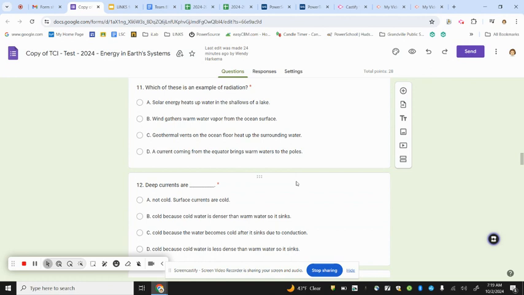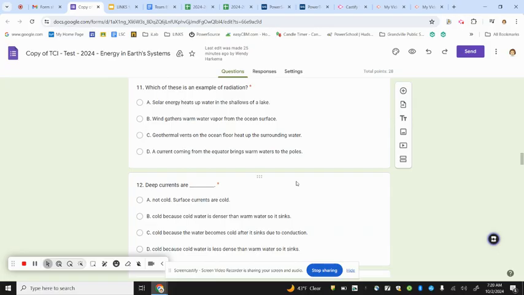Number 11, which of these is an example of radiation? A, solar energy heats up water in the shallows of a lake. B, wind gathers warm water vapor from the ocean surface. C, geothermal vents on the ocean floor heat up the surrounding water. D, a current coming from the equator brings warm waters to the poles.